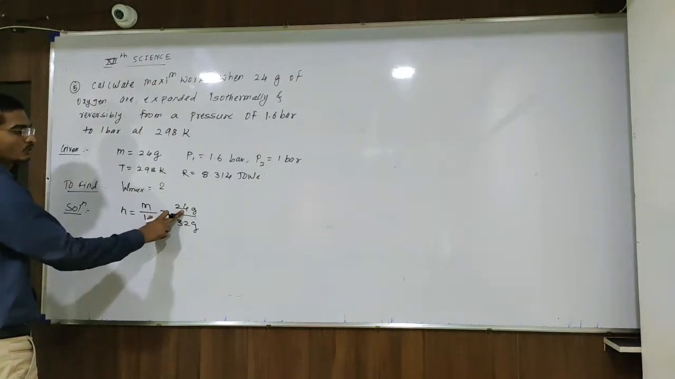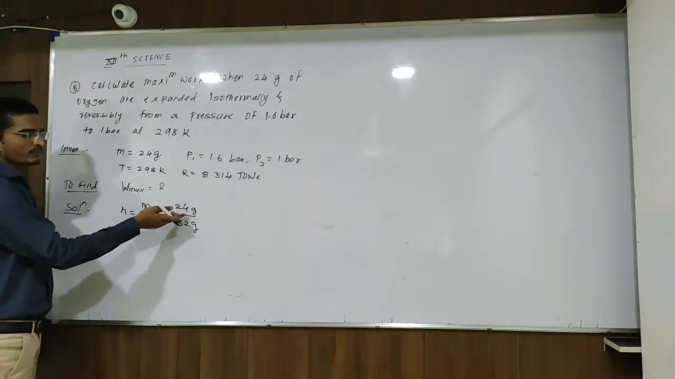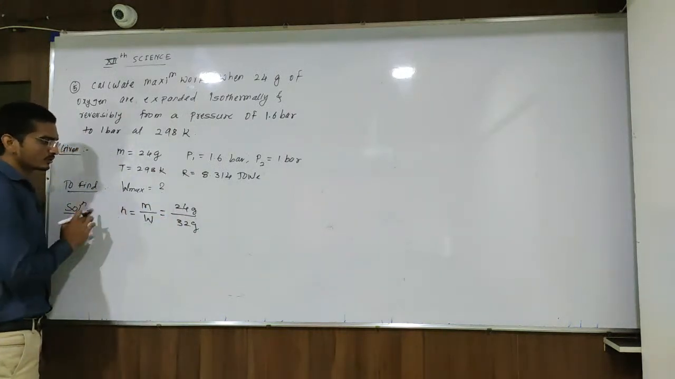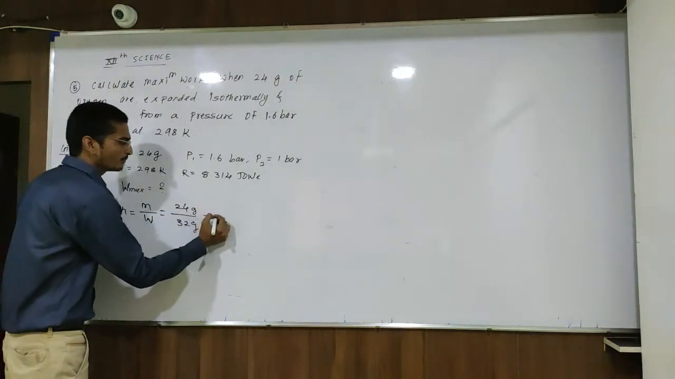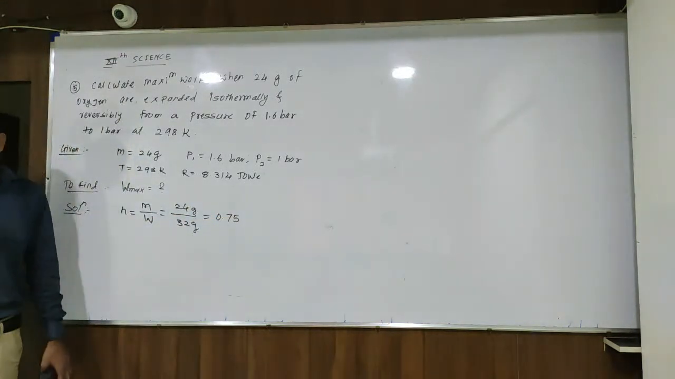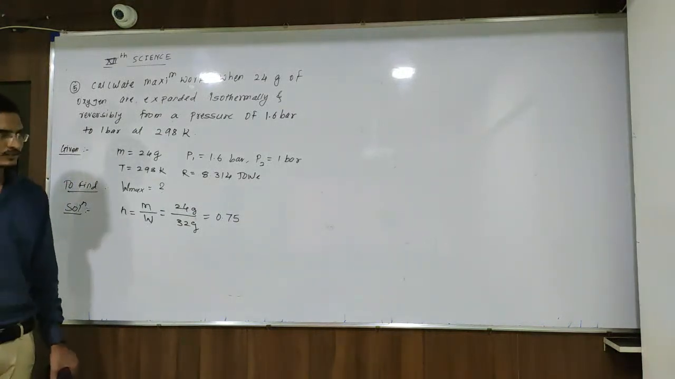So the given mass here is 24 divided by 32. So what is the number of moles? Given weight divided by molar mass, molecular weight. So from that you get the number of moles. That value should be 0.75. Once you make the calculation, that value should be 0.75.